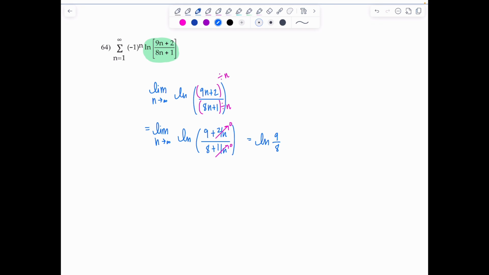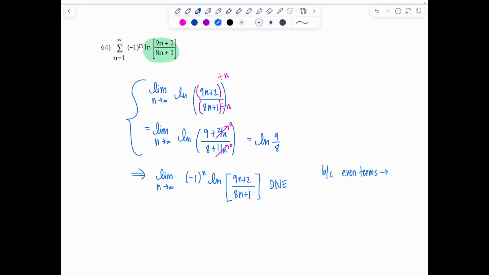So let me state this very properly. This means the limit as n goes to infinity of (-1) to the n times the natural log of (9n plus 2) over (8n plus 1) does not exist, because the even terms approach positive ln 9/8, and the odd terms approach negative ln 9/8. And if the limit doesn't exist, then definitely that limit's not 0.